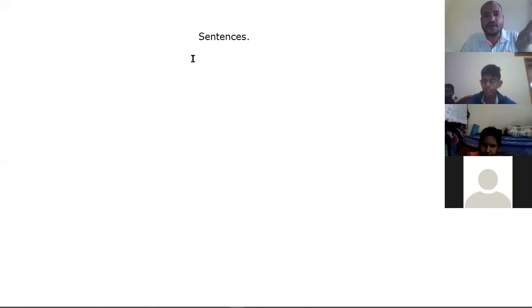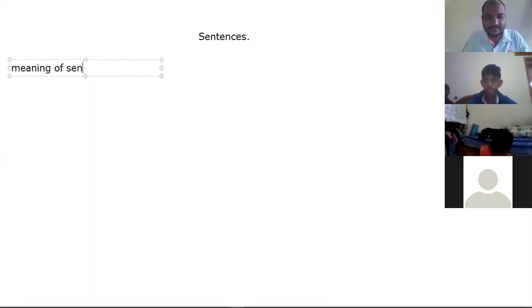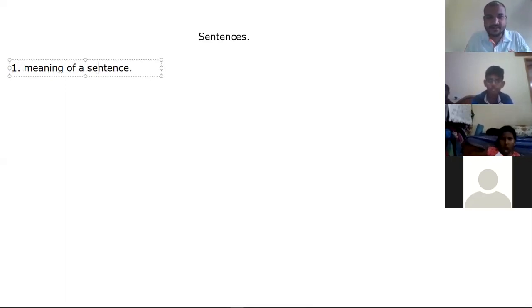So now we are going to focus in detail on what exactly is meant by the sentence, what things we need to keep in mind while framing a sentence, what types of sentences there are, and how to change from one sentence to another. These are the aspects we are going to discuss today. So what's the first point? Meaning of a sentence.